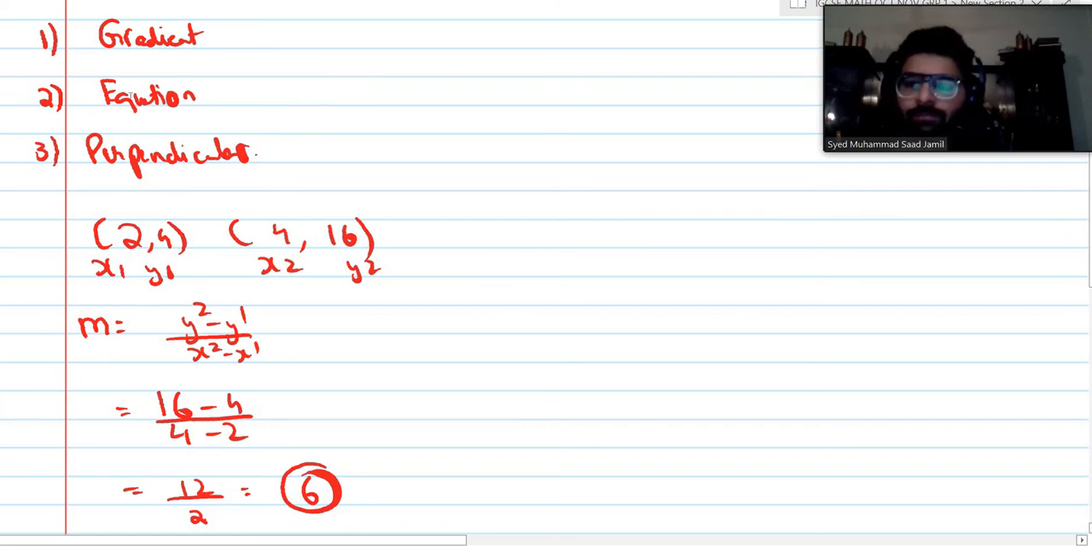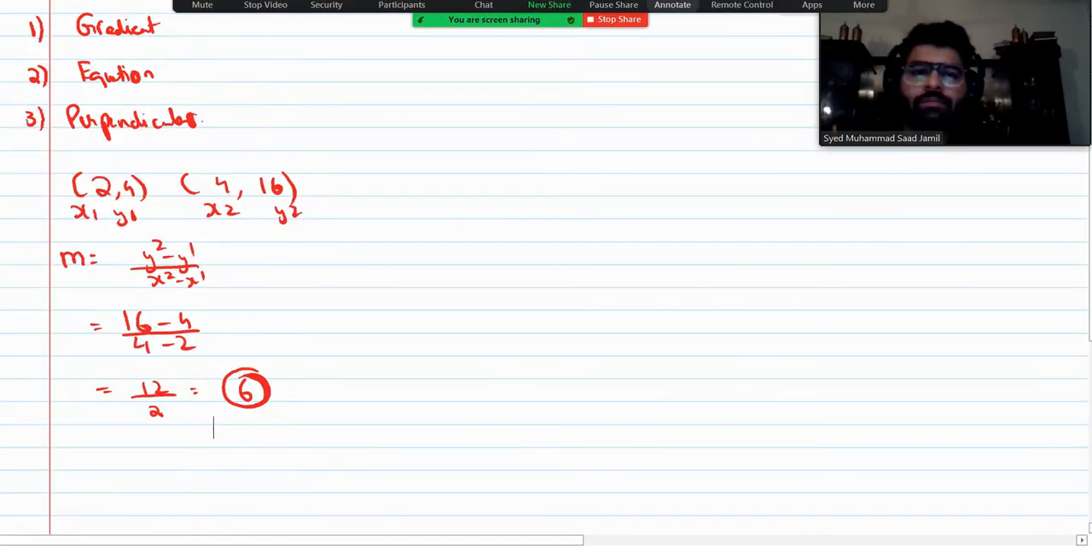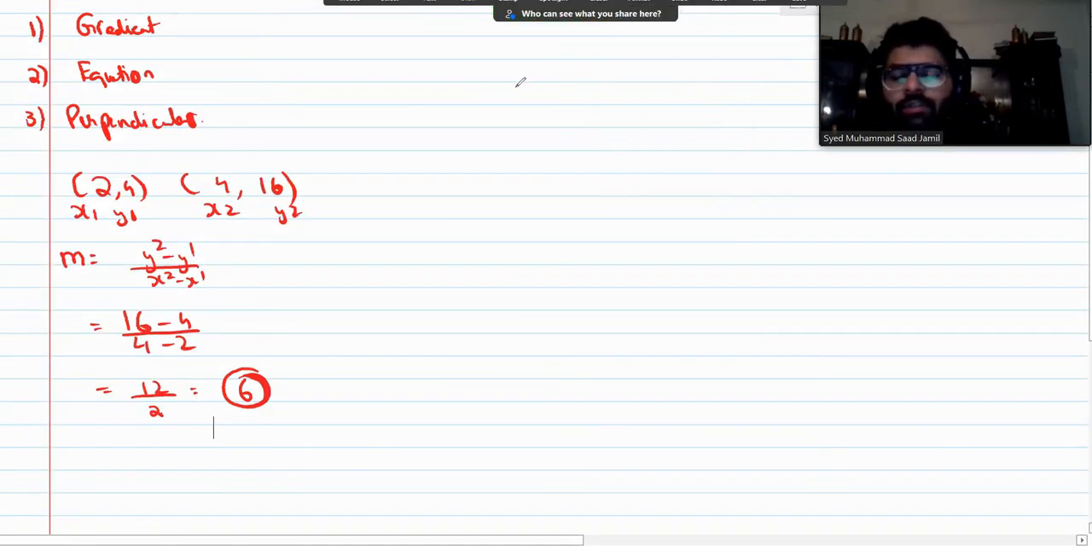Any confusion so far? No, sir. Just let me copy it down. So this part is regarding the gradient, correct, sir? Exactly. This part is regarding the gradient.